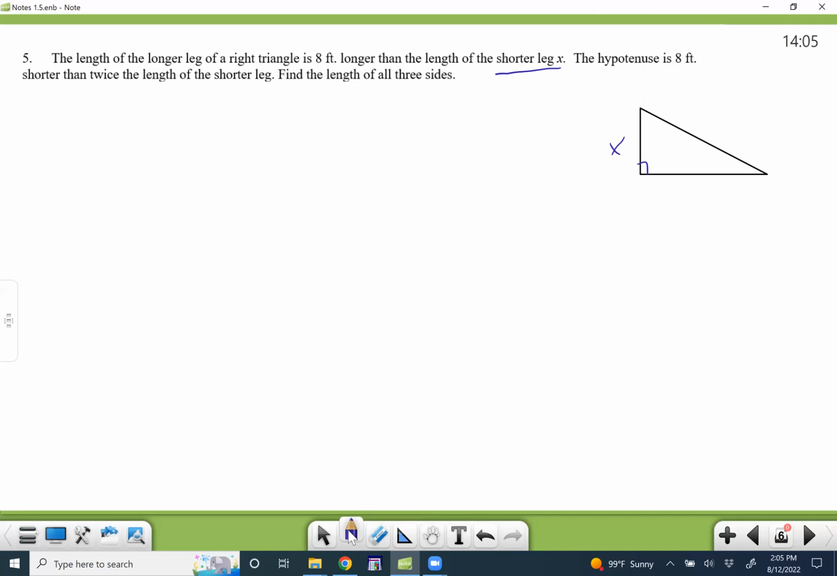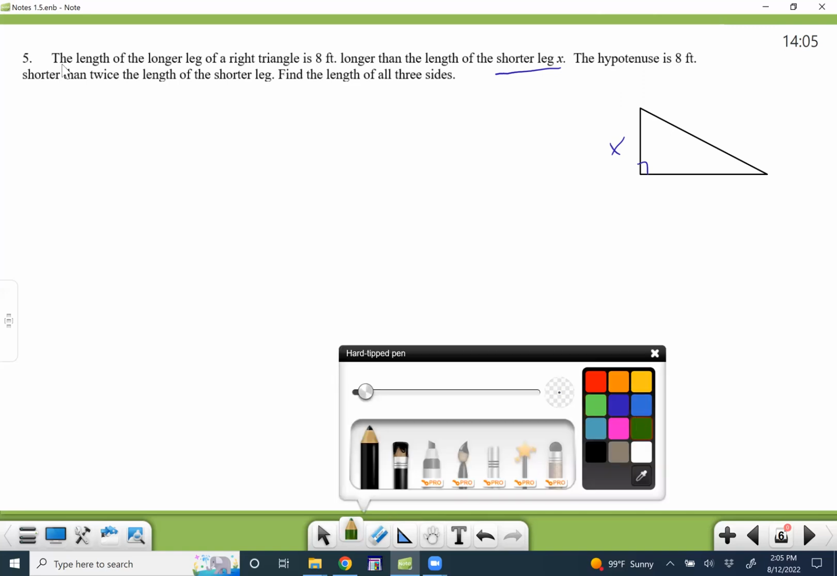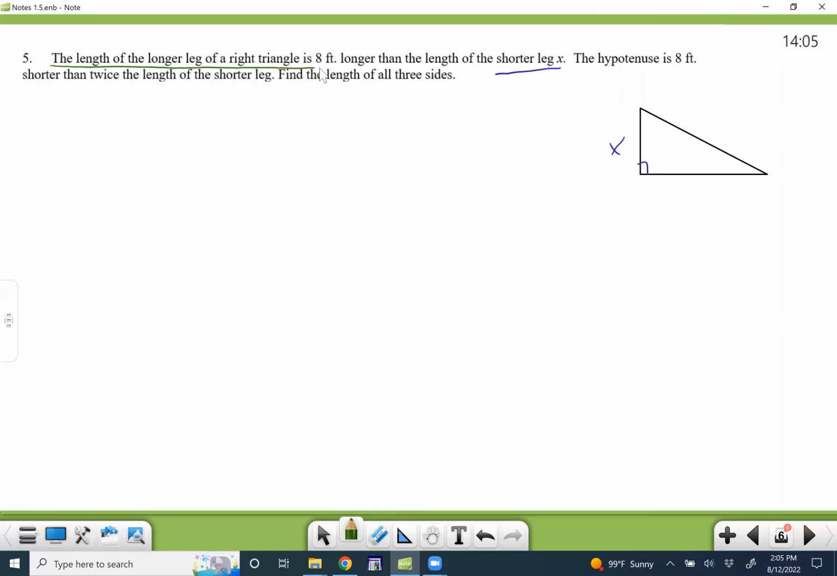So I'm going to label the shorter leg x. And in green, I'm going to get all of this. The length is 8 feet longer than the length, so it's going to be x, since it's longer, plus 8. The hypotenuse is 8 feet shorter than twice the length of the shorter leg. So 8 feet shorter is going to be a takeaway 8. If longer was an add 8, then shorter is going to be a takeaway 8. And what am I taking it away from? Twice the length of the shorter leg.